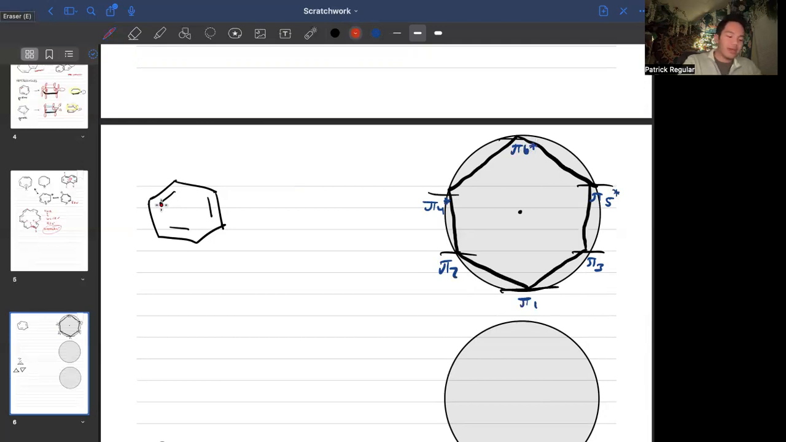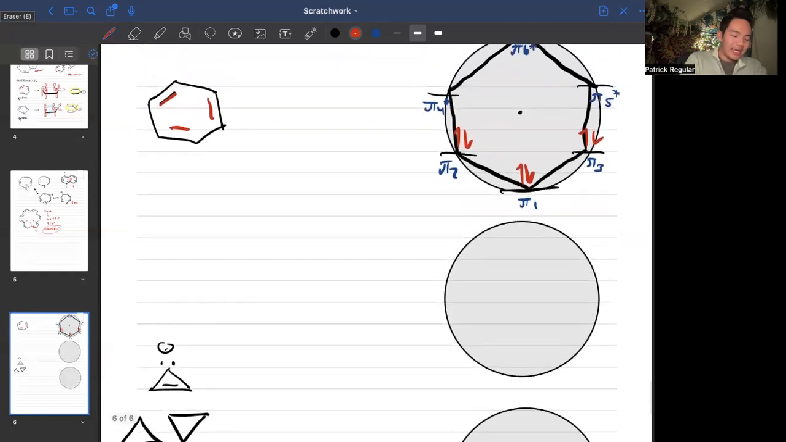Now let's look at the pi electrons. We have 6 pi electrons we can assign: 1, 2, 3, 4, 5, 6. With 6 pi electrons, is this compound aromatic? By the definition of aromaticity using Frost diagrams, if the bonding orbitals are completely filled, it's aromatic. So it's aromatic.